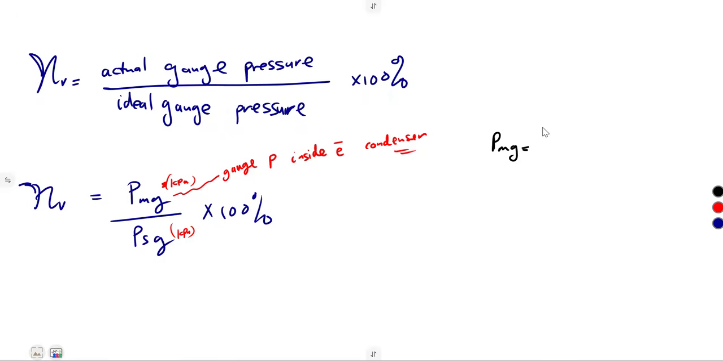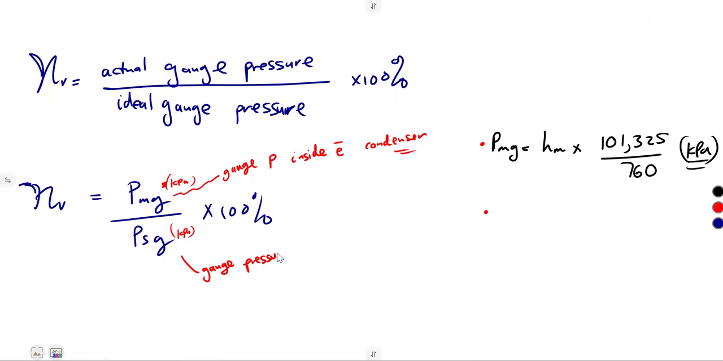PG, remember, is the one we take from the manometer reading, and it's always negative. In kilopascals, you use 101.325 over 760 here, for us to have our answer in kilopascals. So that's where we get our PMG and our PSG, which is the ideal. It is the gauge pressure of the steam at entry.